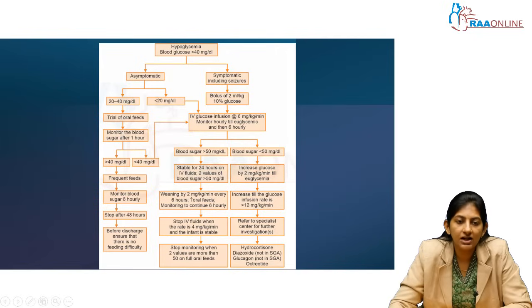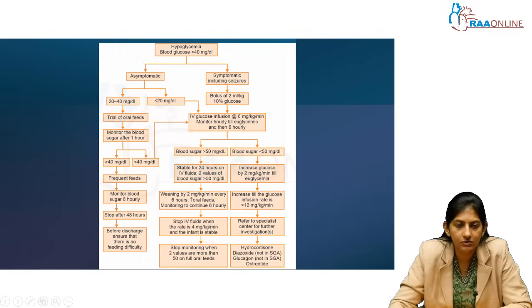If the blood sugar level is more than 40, keep giving feeds frequently and monitor the blood sugar. Here you can monitor every 6 hourly for the first 2 days, that is 24 to 48 hours. And you can stop the monitoring after 48 hours. Mostly up to 72 hours, the glucose monitoring will be needed.